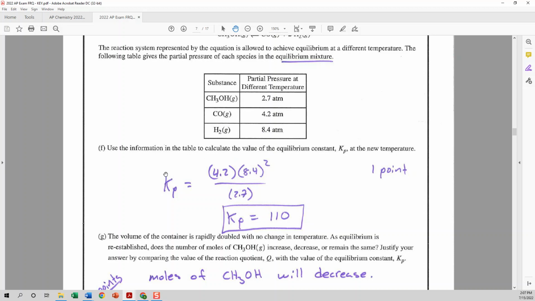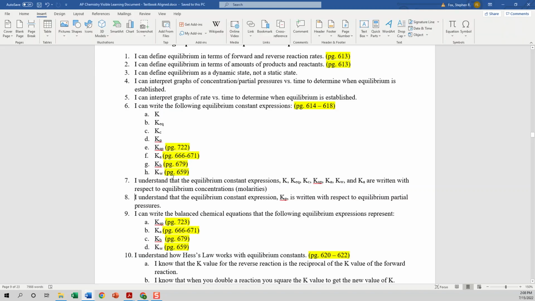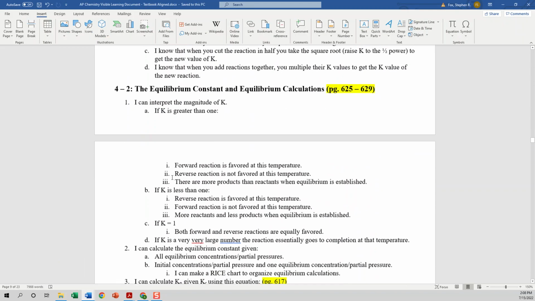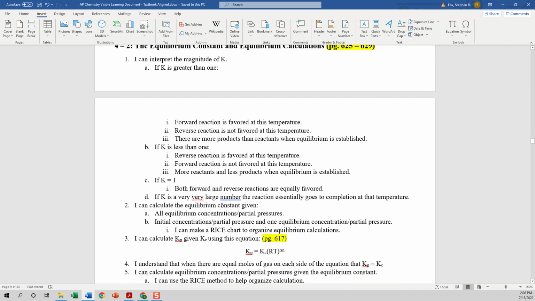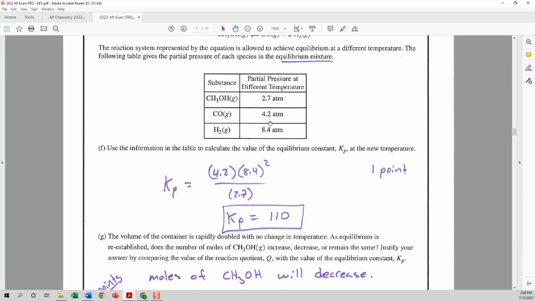Okay, I forgot, this is about the visible learning document, so let's go back. This is part F, 4-2, 2A. So let's find that on our visible learning document, 4-2 and 2A. I can calculate the equilibrium constant given all equilibrium partial pressures. I've already established that I know what the expression is, so all I have to do is plug those into the expression to solve for Kp. So Kp equals 110.